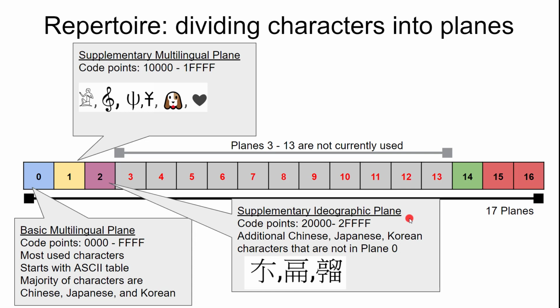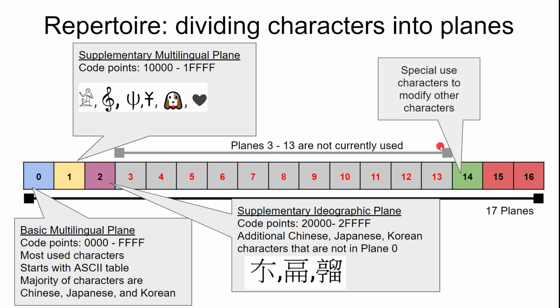The next planes, 3 through 13, are unused. And when we get to plane 14, we see our small special band of 337 characters. These don't have a graphical visualization themselves because they're used to modify Asian language characters to add different meanings to them. The final two planes, 15 and 16, are meant for private use, so they're not defined to be anything in particular and can be used by an organization for its needs.